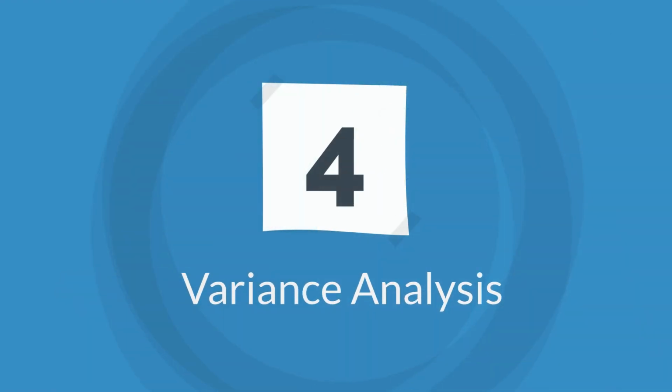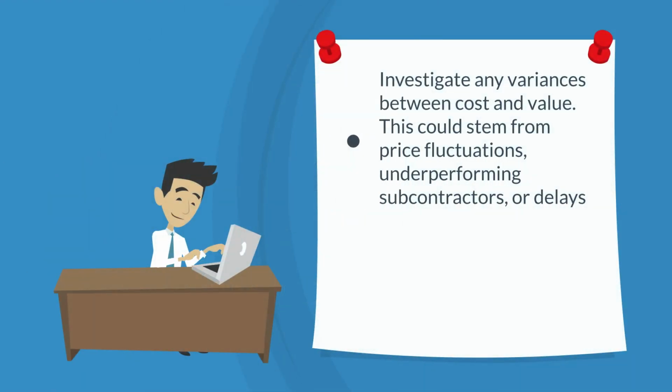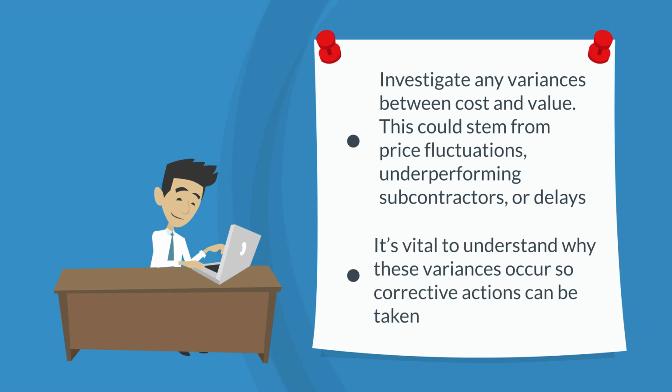Step 4. Variance Analysis. Investigate any variances between cost and value. This could stem from price fluctuations, underperforming subcontractors, or delays. It's vital to understand why these variances occur so corrective actions can be taken.